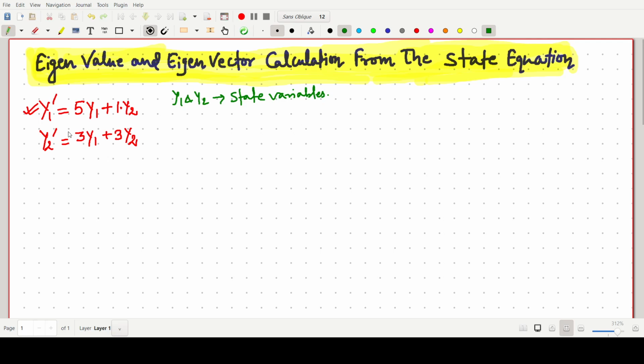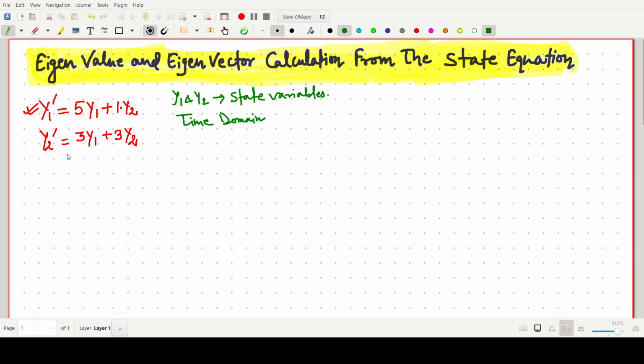In such cases, we have to find the eigenvalue and eigenvector, and how we can make the matrix. And we have to find the eigenvalue and eigenvector and its solution in time domain. So finally we have to make the solution in time domain.